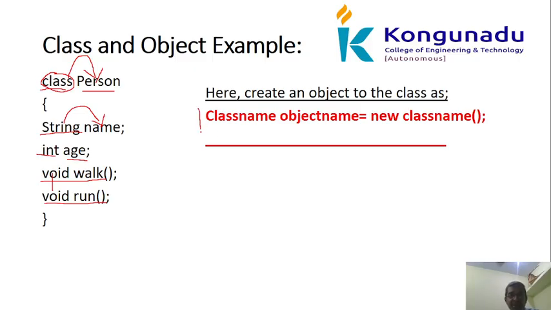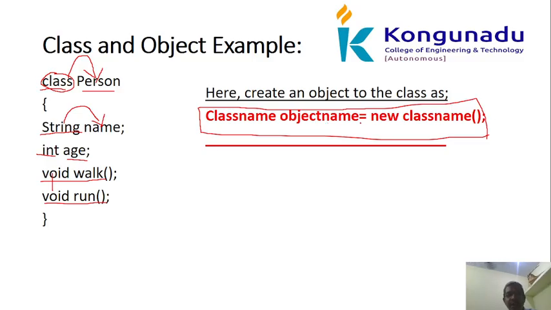So how can we create it? This is just the general syntax to create the object. Simple: class name, object name equal to new of your class name. Keep in mind, what is the class name here? It is Person. The object name you can create on your own. You can give A1, B1, C1 like that, or ABC1, however it may be. It's your wish.